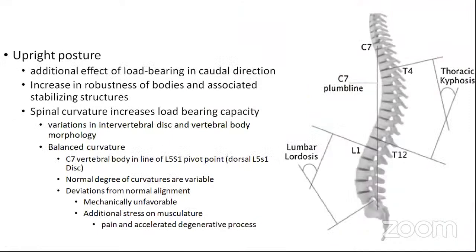Now, what is a balance curve? A balance curve is defined as when we draw a line from C7 down to the sacrum, and this line should fall at the L5-S1 posterior disc margin. Any deviation from this line is an unbalanced curve.